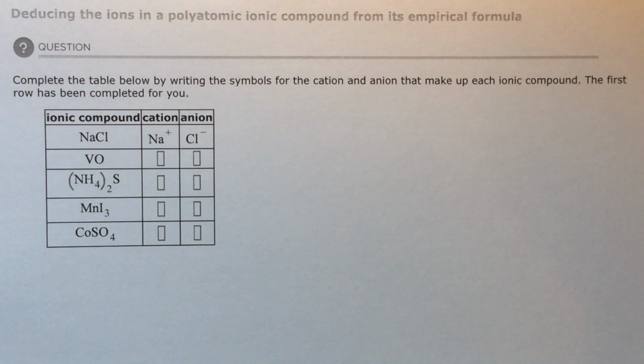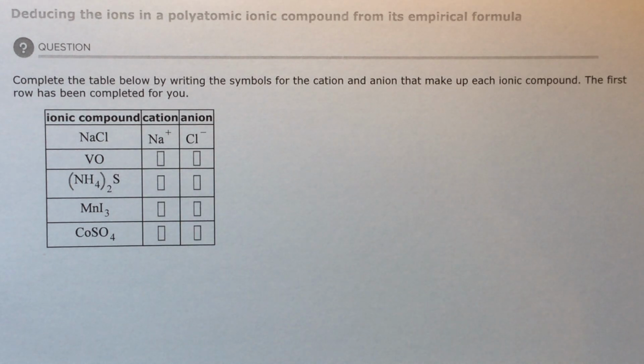Welcome back. This is an Aleks homework video on deducing the ions in a polyatomic ionic compound from its empirical formula. So this is more practice on using polyatomic ions. If you see a formula, you can remember that you're always going to have a neutral compound. So whatever the cation is and whatever the anion is going to be equal to each other. So if you have subscripts, you can deduce its original charges based upon your knowledge that it cancels each other out. So this is, again, just more practice.